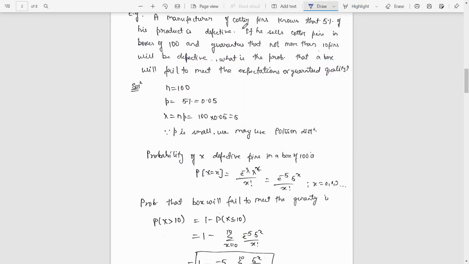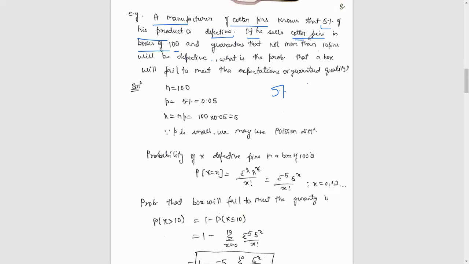Okay, so let's see some real-life examples of the Poisson distribution. A manufacturer of quarter pins knows that 5% of his product is defective. If he sells quarter pins in boxes of 100, he guarantees that not more than 10 pins will be defective. So in a box he puts 100 pins, and he makes sure that not more than 10 pins will be defective.